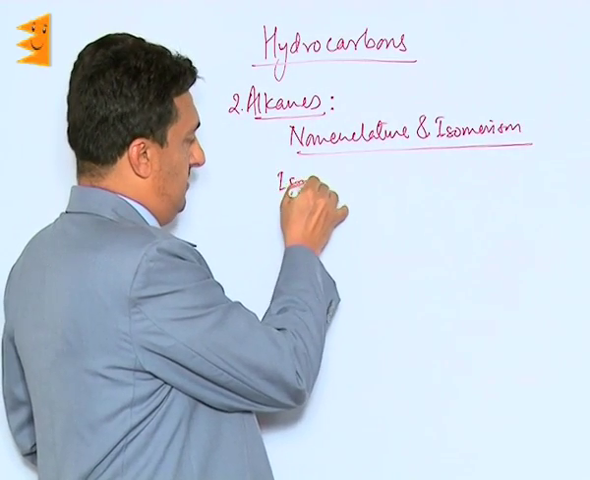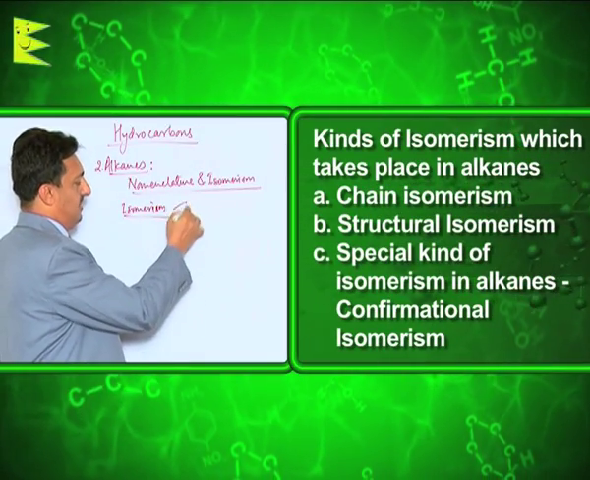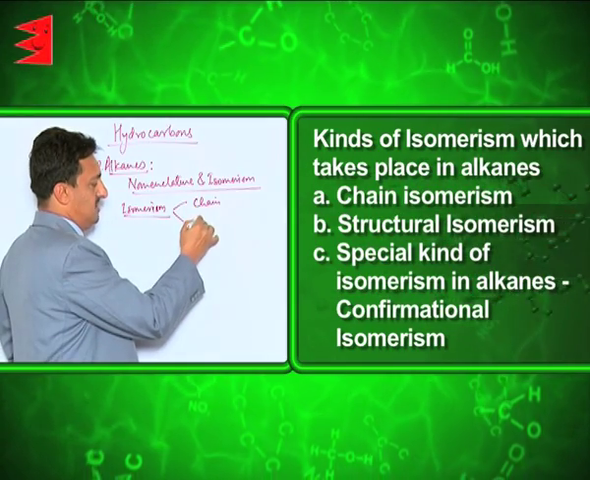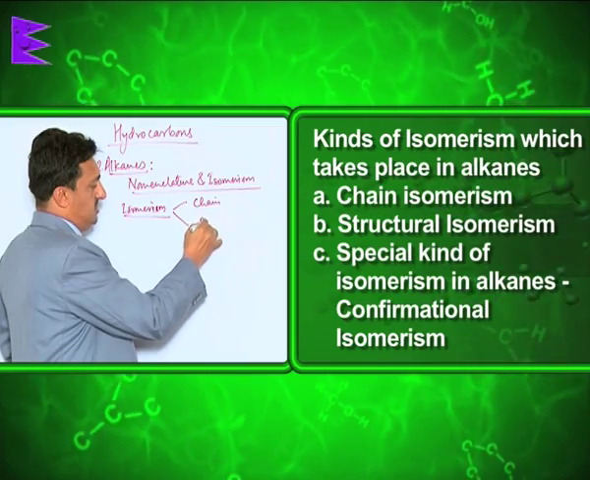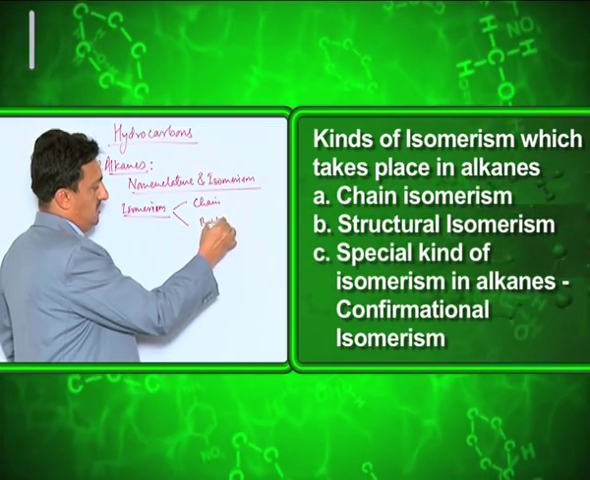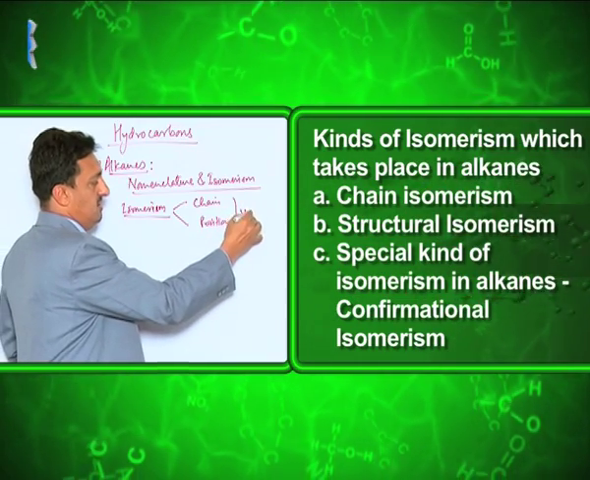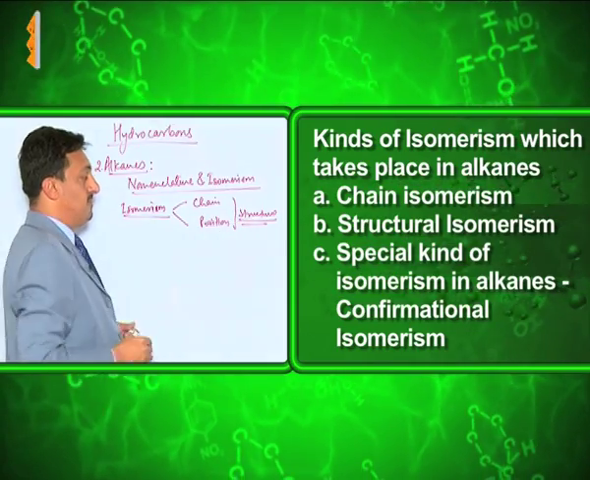The isomerism. The alkanes show mainly two types of isomerism. One is chain isomerism, another is position isomerism. So these are the two isomerisms which it shows. Both are in the category of structural isomerism, remember.